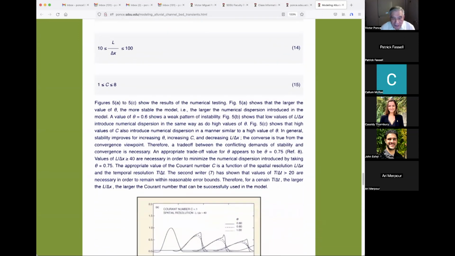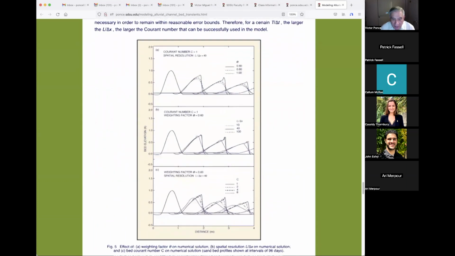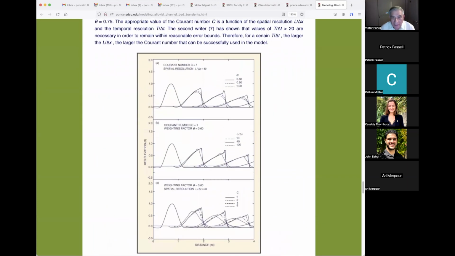So the sensitivity, and finally we get to the sand waves. These are the sand waves. And we were looking at the weighting factor. Remember I told you that the weighting factor theta was instrumental in making the job work itself out. And here we show that that's exactly the case. It's the way it's going to happen.